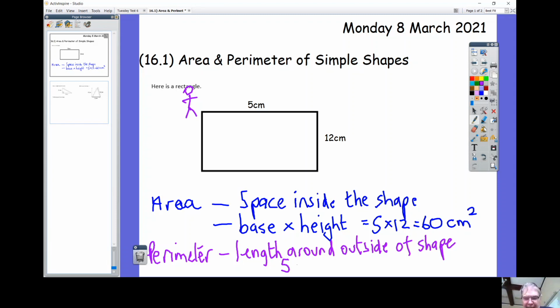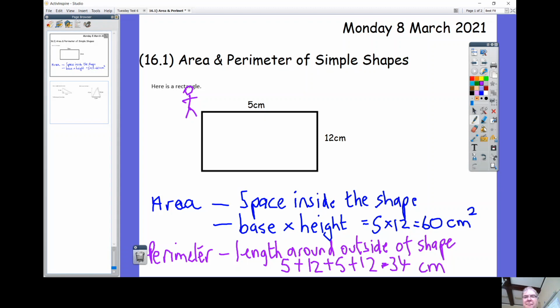So it'd be 5, add 12, add 5, add 12, which is 34. Length is one-dimensional, so that would be centimetres. We stop talking? So that would be centimetres. Okay, so just imagine yourself running around the shape. Okay, so we're doing simple shapes today, so it's all going to be squares and rectangles or triangles.